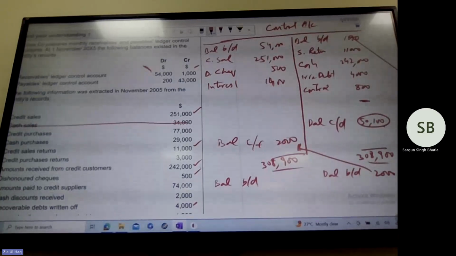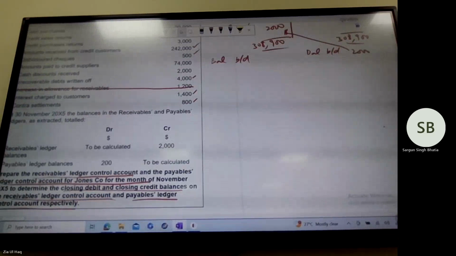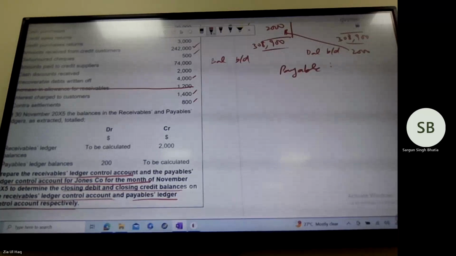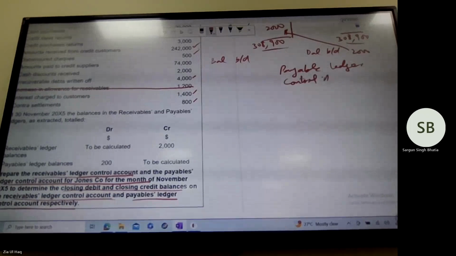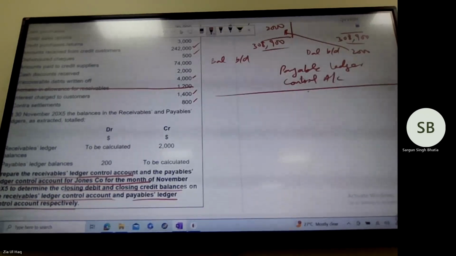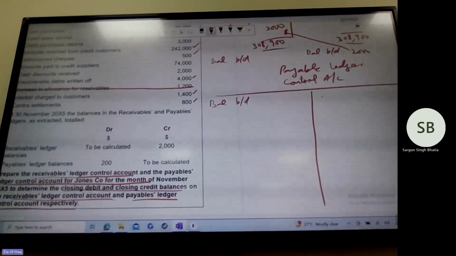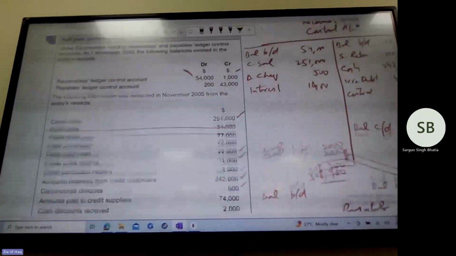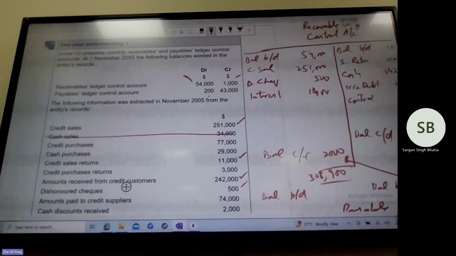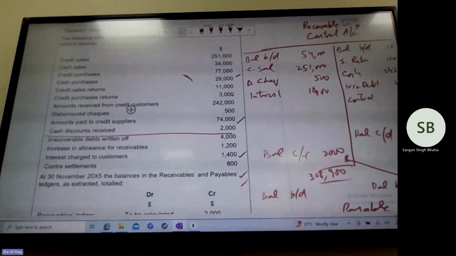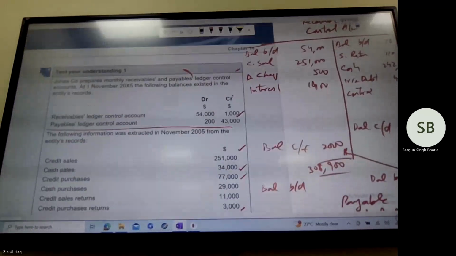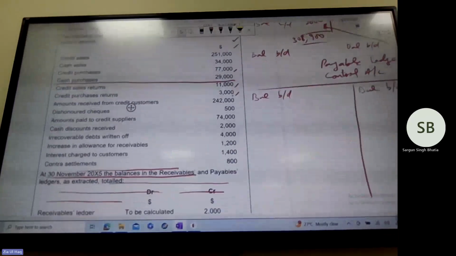Okay, now we're going to open the payable ledger control account. So balance brought down. What are the balances brought down? On the debit side it's 200, on the credit side it's 243,000.